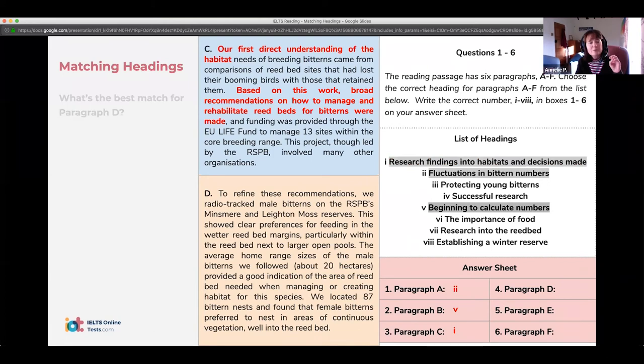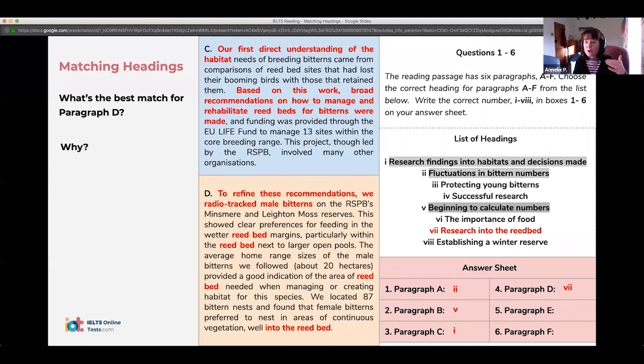Okay, so gone through that. What about D? I'm just going to move the chat, guys. Sorry, because I can't actually see it myself. Okay, very good. So why are you putting number seven? What are the words that are telling you that it's number seven? Good. Look how many times reed bed comes up there.